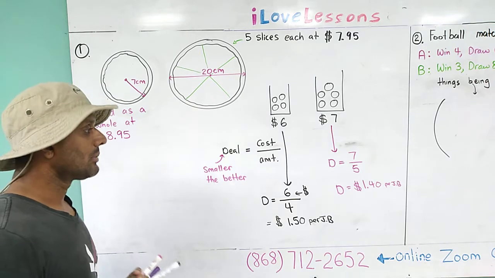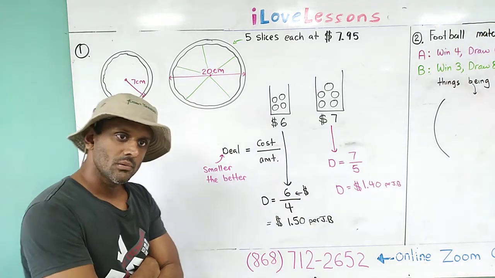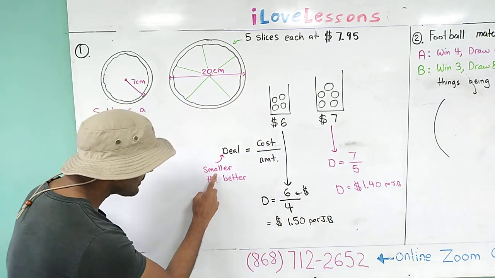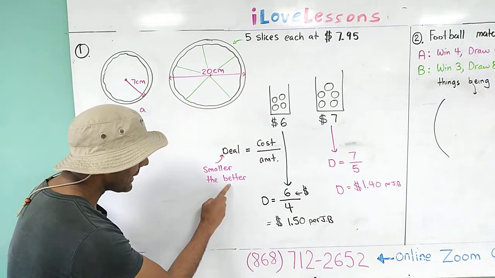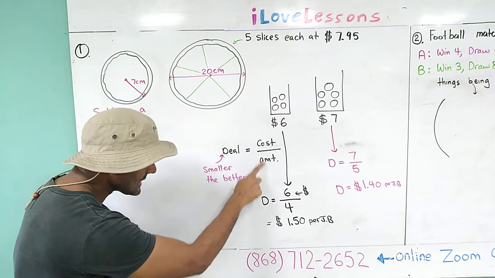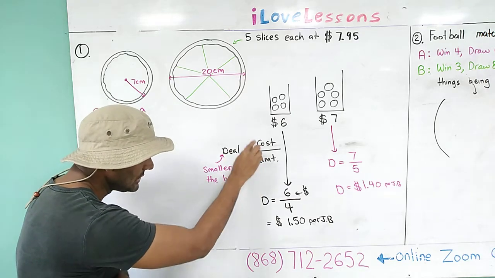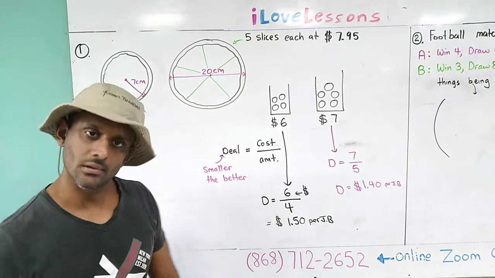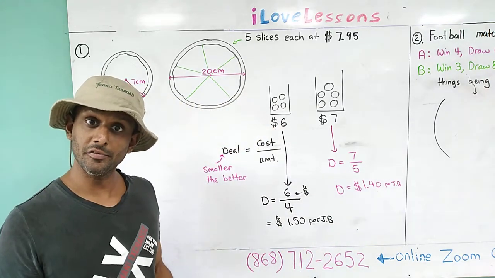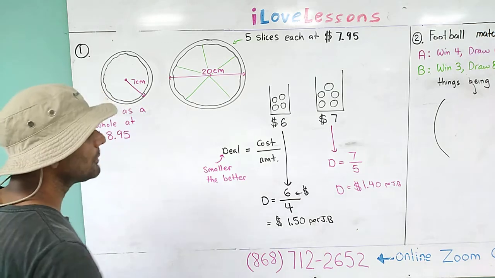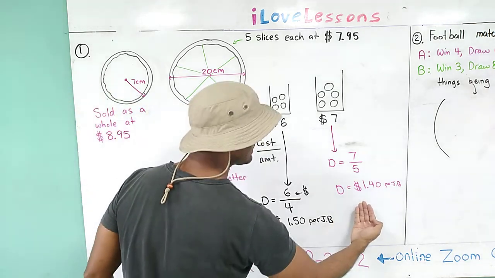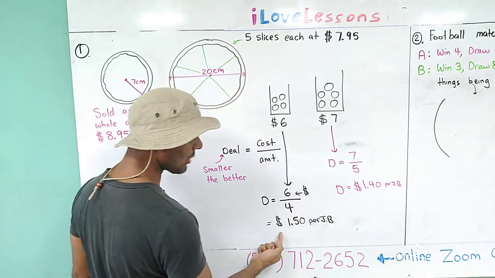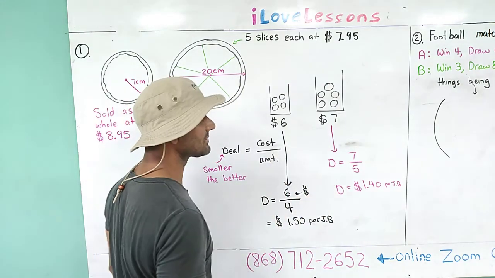To figure out which one is the better deal, we have to choose the one with the smaller answer. Remember, the smaller the better. When you work it out using this formula, isn't 1.4 smaller than 1.5? Great. So this one is the better deal because you're only paying $1.40 for each one. This one, you're paying $1.50 for each one.